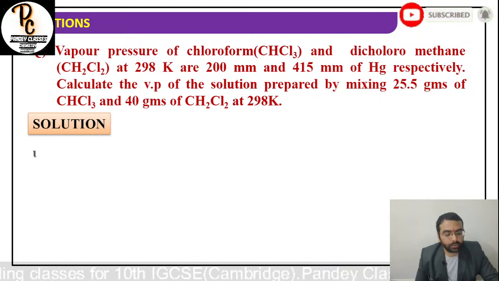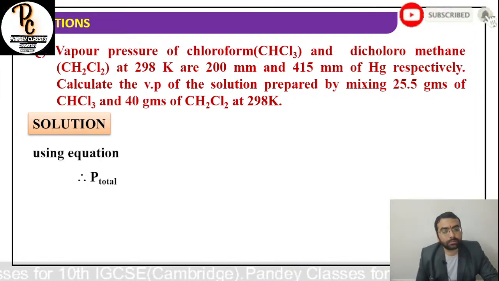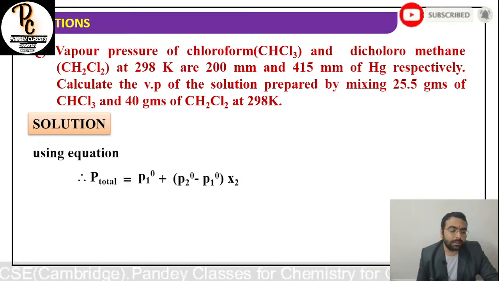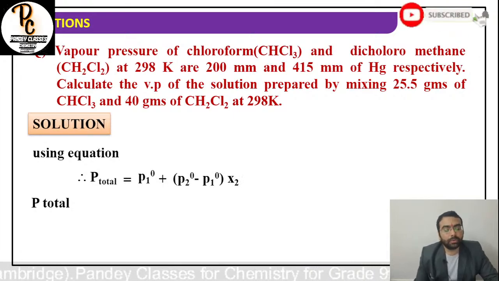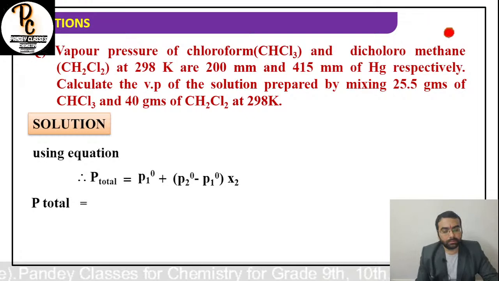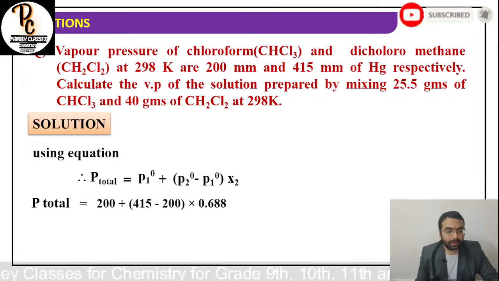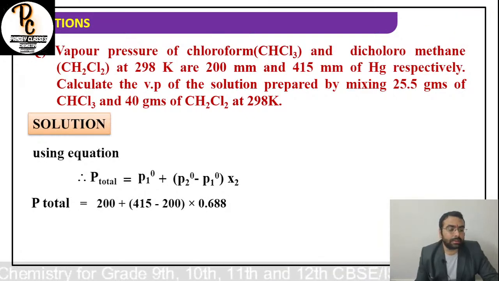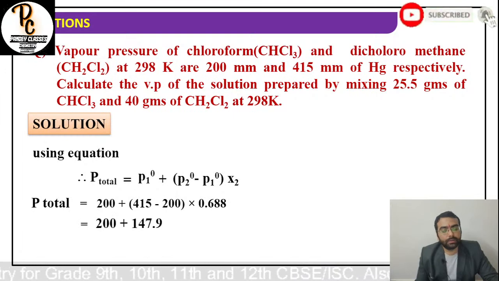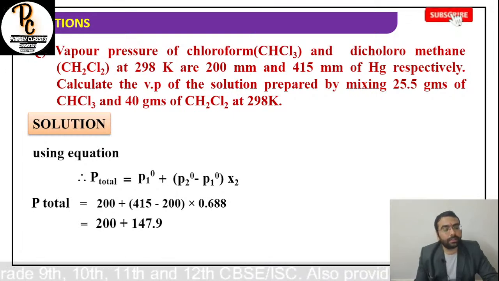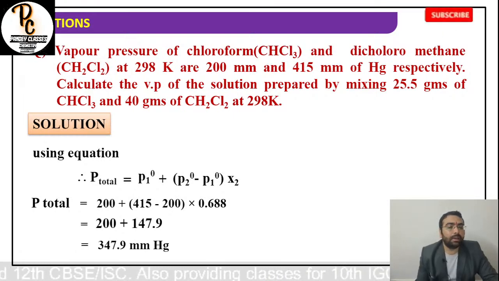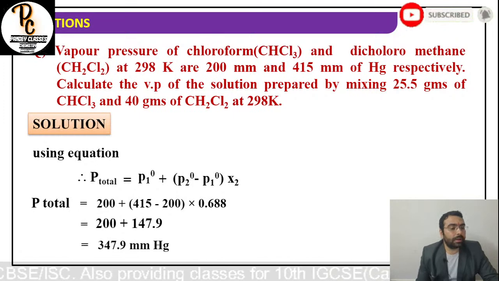And now what we have to do, using the equation P total equals P1 plus P2, this can also be used. So P total, 200 is already given, P2 minus P1, so 415 minus 200 into 0.688, so this will give us 200 plus 147.9, or 347.9 mm of Hg. So this will be the total pressure exerted by the volatile mixture of chloroform and dichloromethane.